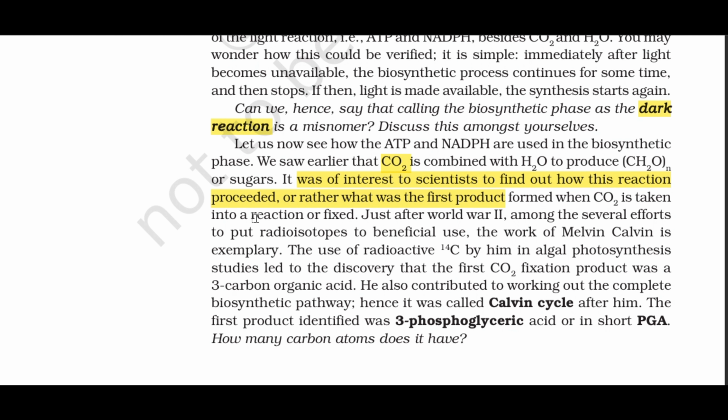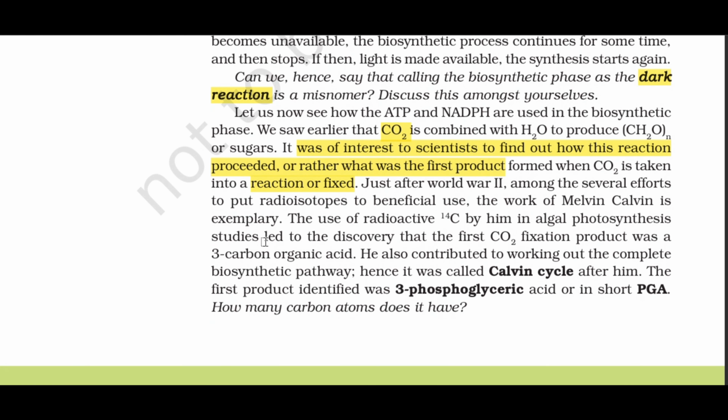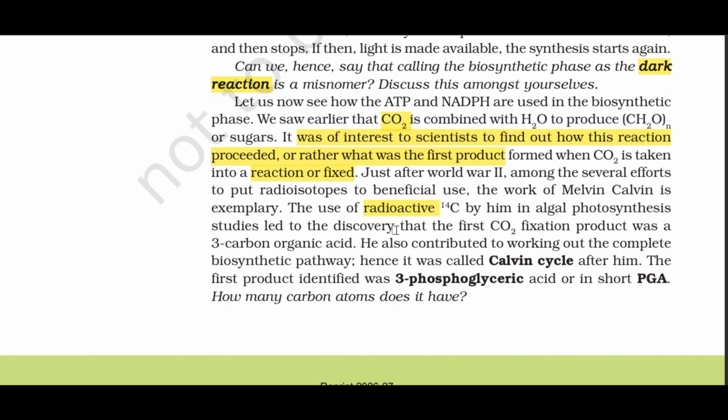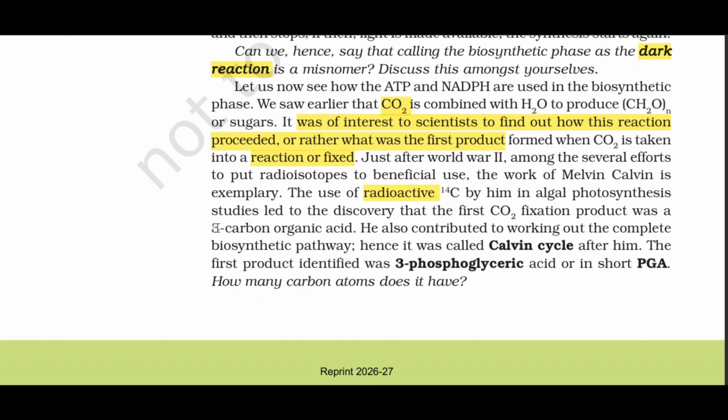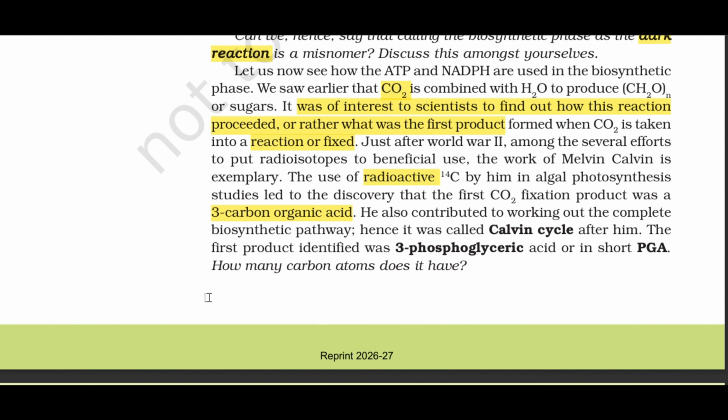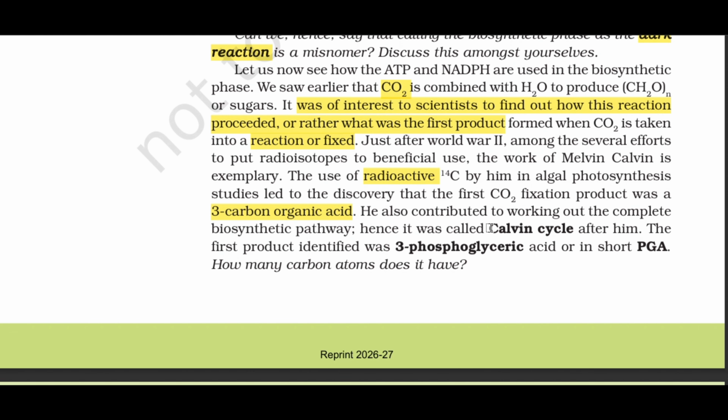Just after World War II, among the several efforts to put radioisotopes to beneficial use, the work of Melvin Calvin is exemplary. The use of radioactive 14C by him in algal photosynthesis studies led to the discovery that the first CO2 fixation product was a 3-carbon organic acid. He also contributed to working out the complete biosynthetic pathway, hence it was called Calvin's cycle after him. The first product identified was 3-phosphoglyceric acid, or in short PGA. How many carbon atoms does it have?